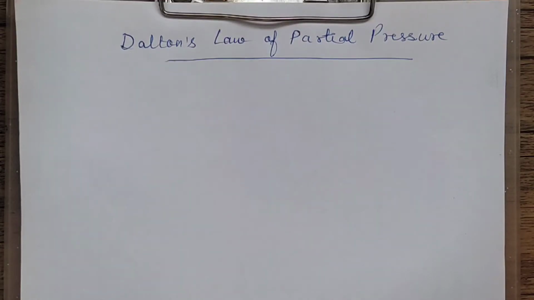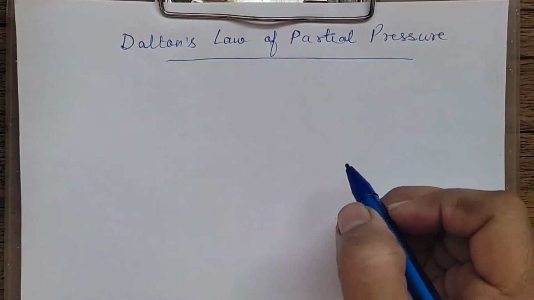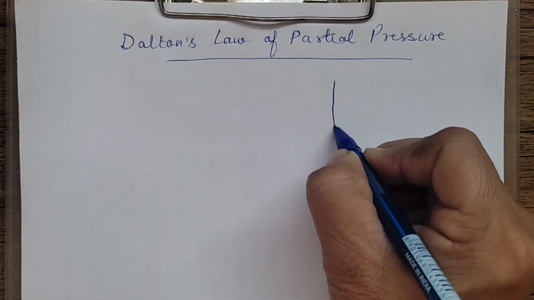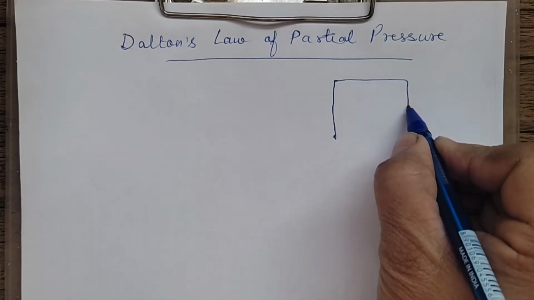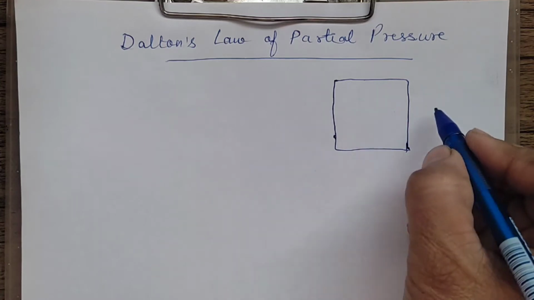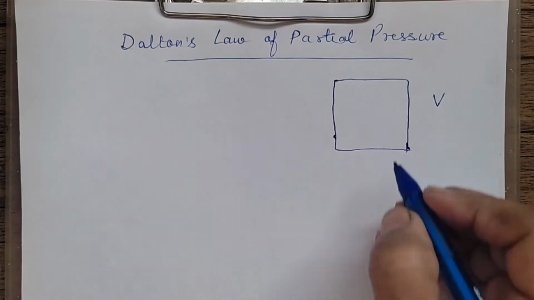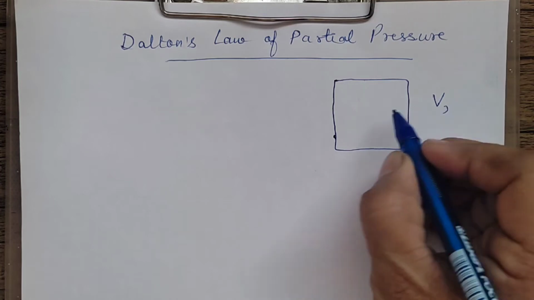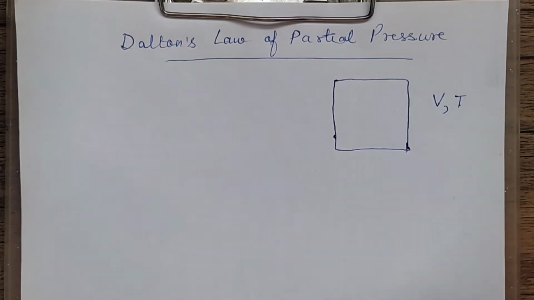In this video, we will be discussing Dalton's law of partial pressure. It is a part of chapter States of Matter, class 11. Let's take an example to understand this. Suppose we take a container whose volume is V and the temperature at which it is maintained is, say, T.